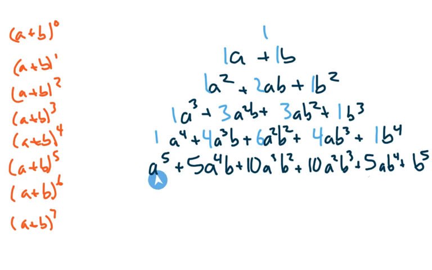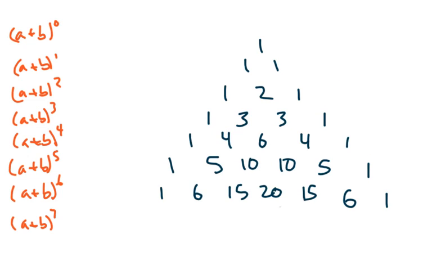So the variable parts are very predictable. A starts from the nth power and goes down 1 each time. B starts from 0 and goes up 1 power each time. Coefficients, the numbers in front, are given by Pascal's triangle.